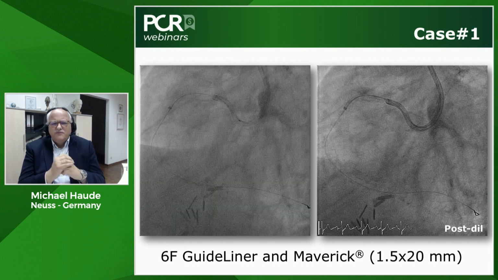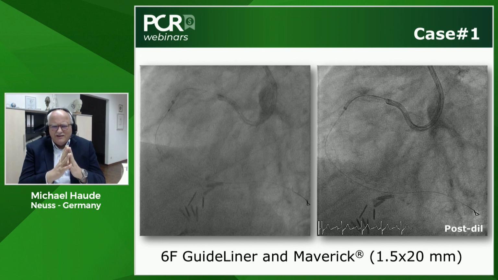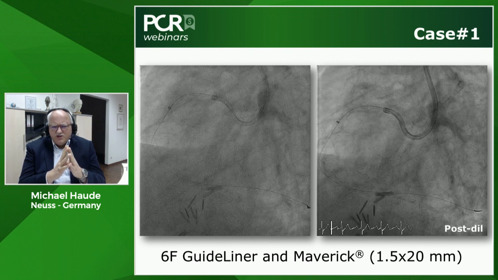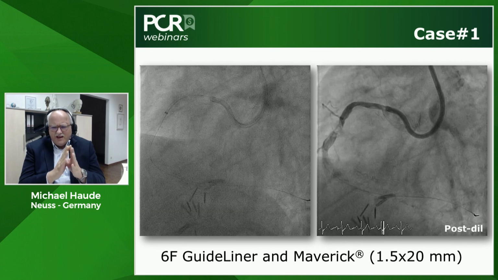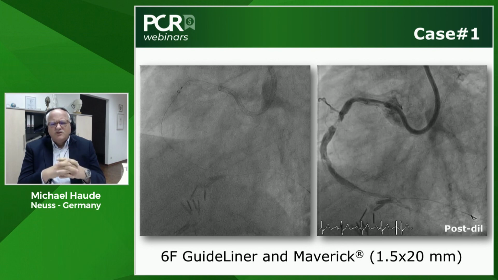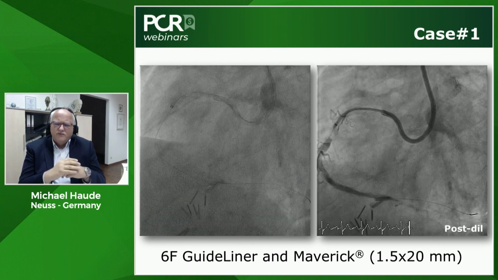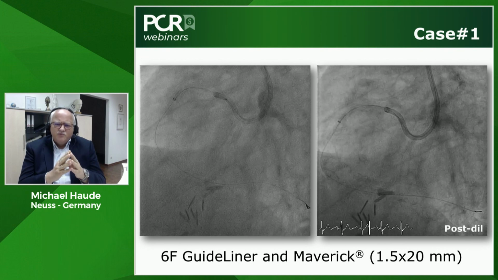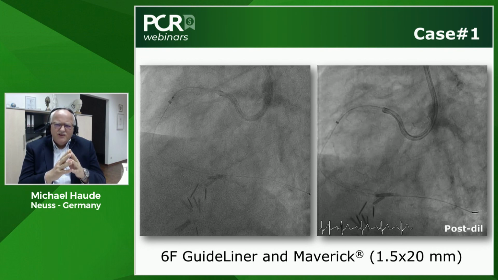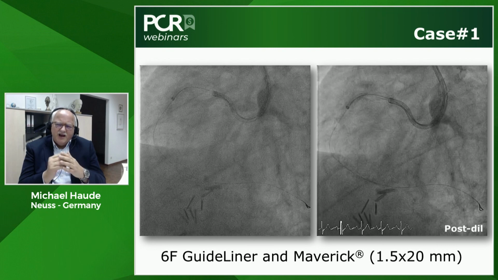In order to enhance our pushability, we put a guide liner down to the proximal lesion, and then we were able to advance a 1.5 millimeter by 20 small balloon there. We opened that balloon, not too much, 12 atmospheres, and that is what we then achieved. This is potentially not good enough to bring the IVL catheter there.